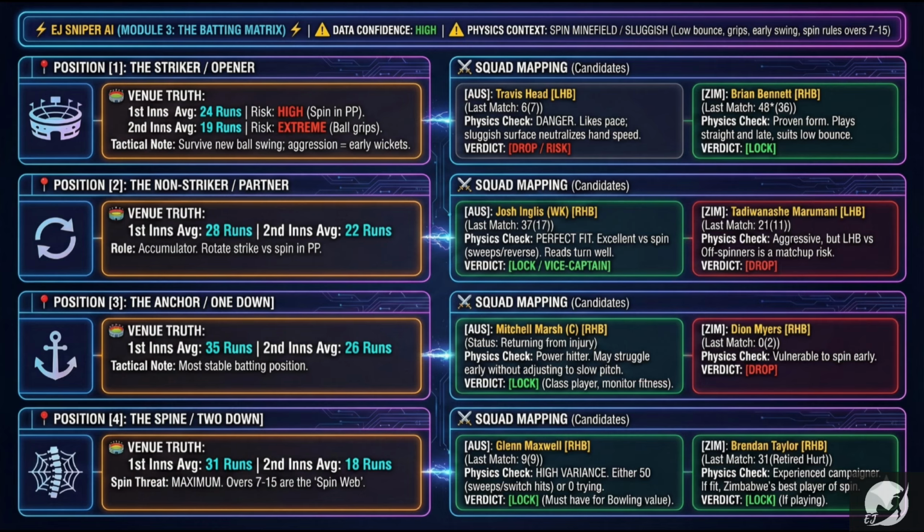Move to position 2, the partner. This is the accumulator role. Josh Inglis is your man here. He reads spin better than anyone. He is vice-captain material.